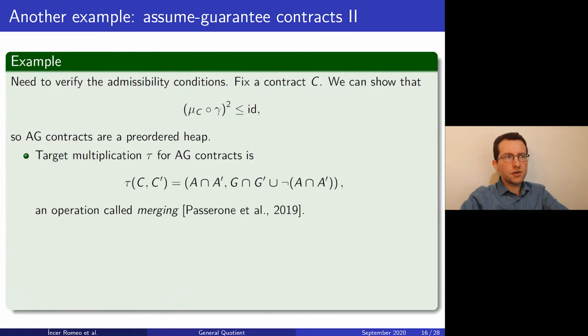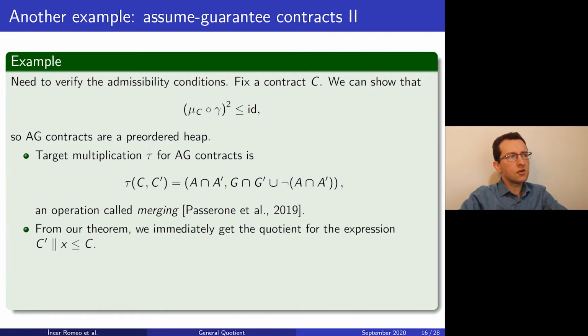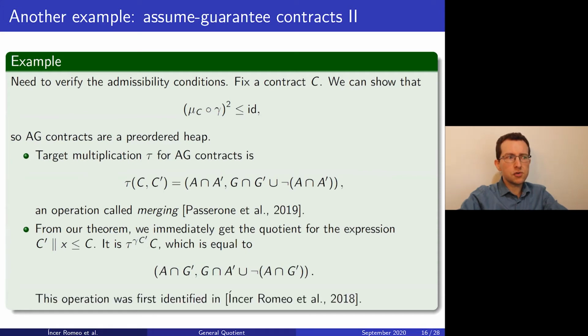Target multiplication for assumed guarantee contracts we can compute to be this expression. It turns out that this expression matches an operation by the name merging that was introduced recently in the theory of assumed guarantee contracts. Also, from our theorem, we immediately get the quotient for an expression of the form C prime times X less than or equal to C. And we can compute this to be this expression, and this was also found in the last couple of years in its explicit form. It was our work, in fact, on assumed guarantee contracts that allowed us to generalize many of the notions we saw there and realize that they were instances of a more general algebraic structure.